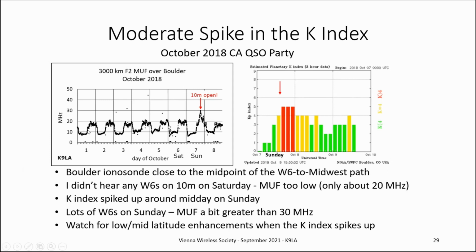You can see on the first 6 days of October, including the first day of the California QSO party, the MUF was only about 20 megahertz. So that says I didn't hear any 10 meter W6s. But on Sunday, the K index spiked up. Look what the MUF did. It went to above 30 megahertz, and I heard lots of W6s.